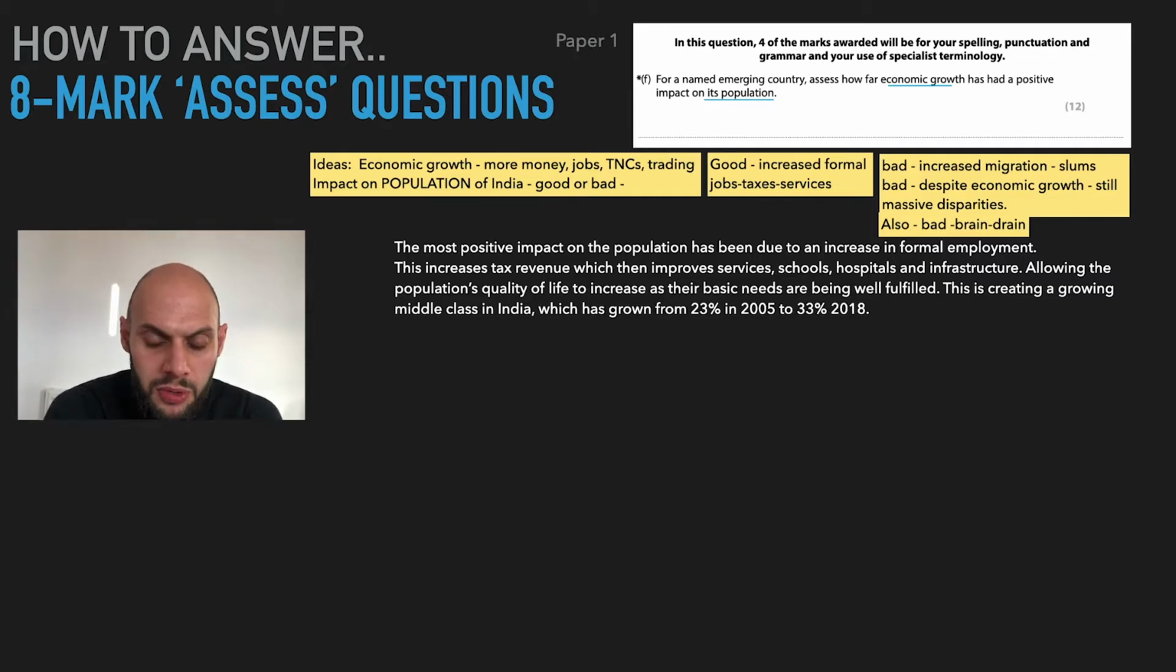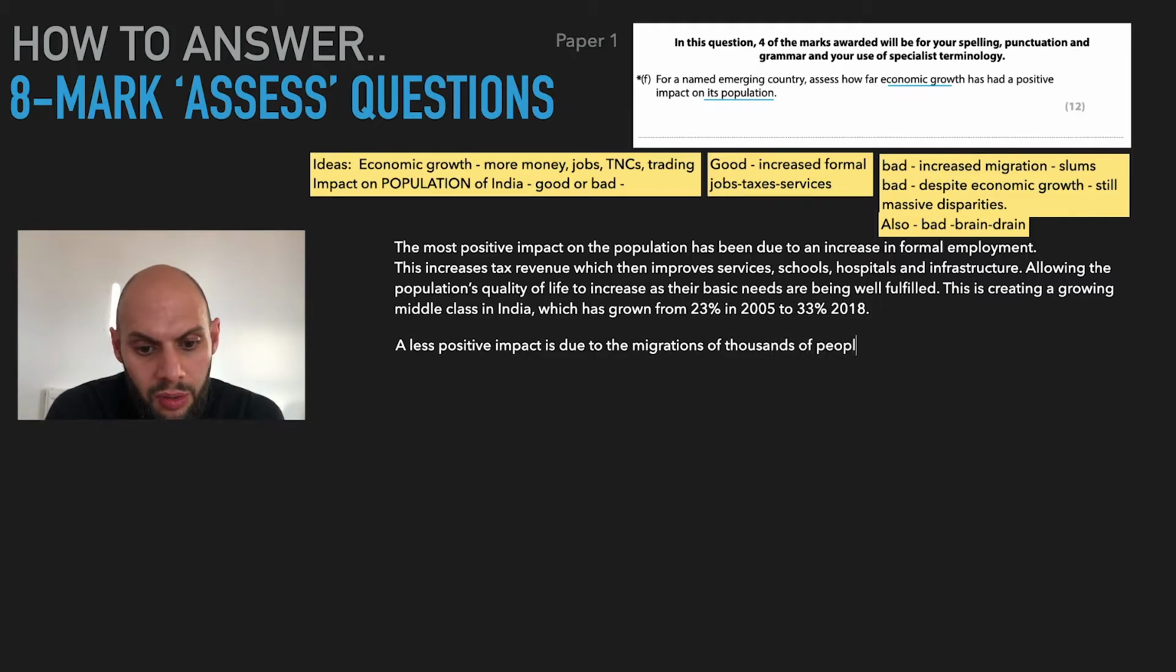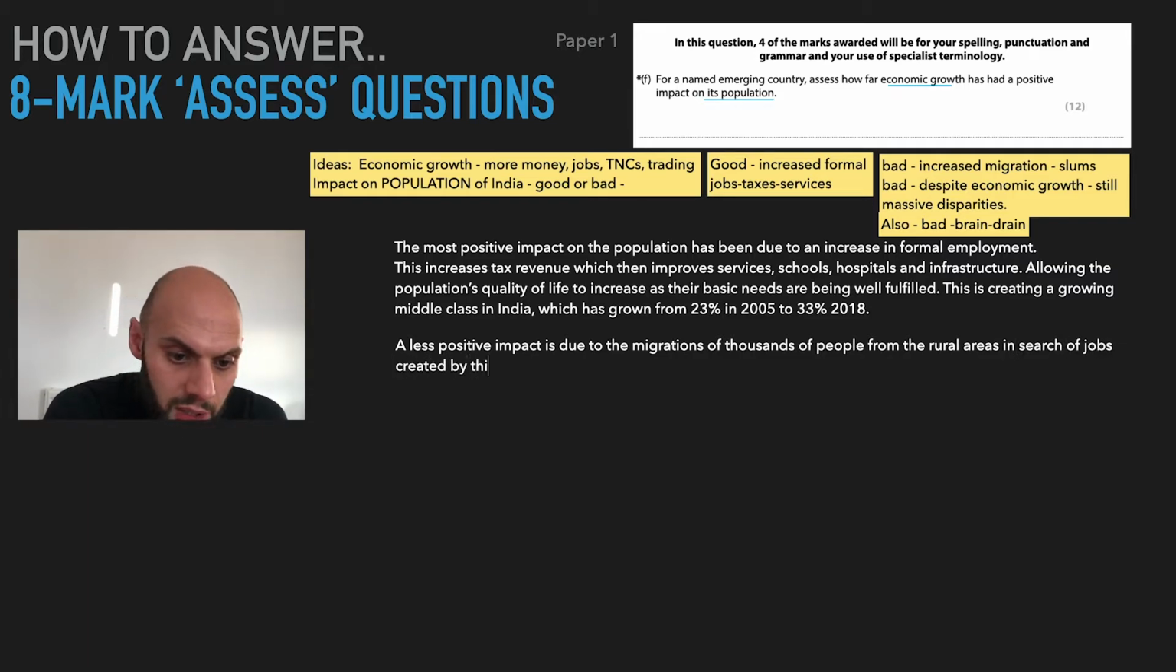So now I want to go to my second point, which would be a negative point, but it's not the most negative point. So I'm going to put something along the lines of a less positive impact. So a less positive impact is due to the migrations, or the migration it should be, of thousands of people from rural areas in search of jobs created by this economic growth.